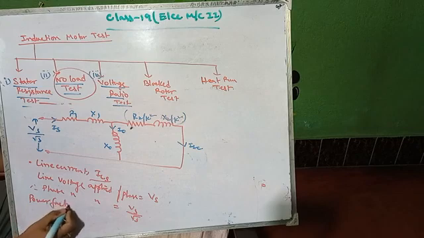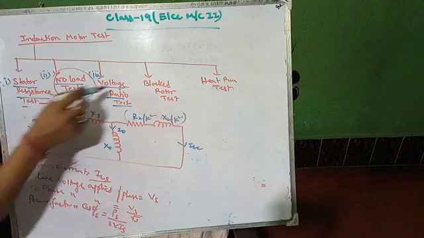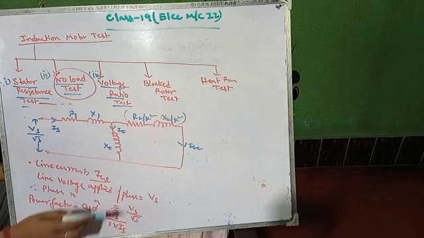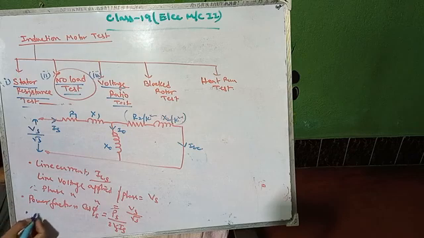You have to first find the power factor, cos phi s, which equals PS by 3VIS. PS is given to you for the blocked rotor test, and IS is also given. So just take the ratio, multiplied by 3VS, and you get the power factor first. Then the equivalent impedance Z01 equals VS by IS.